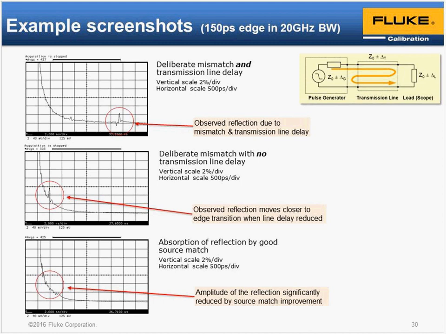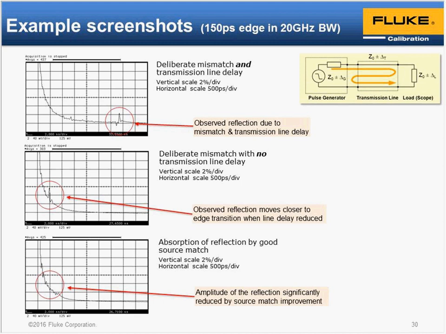If I remove the delay, so the mismatch is still in place and we delay, the blip moves along towards the left and gets closer to the edge transition. It actually now falls in the middle of the area that we're really interested in for the aberrations measurement. You could easily confuse that reflection for an aberration in the scope itself, when it's actually just a reflection from a mismatch.